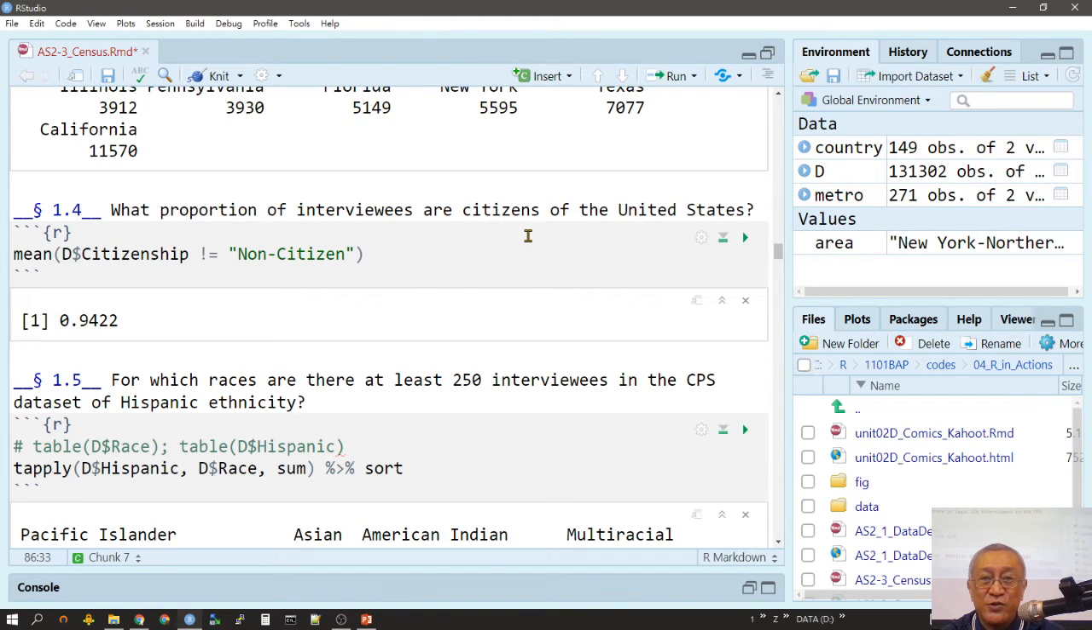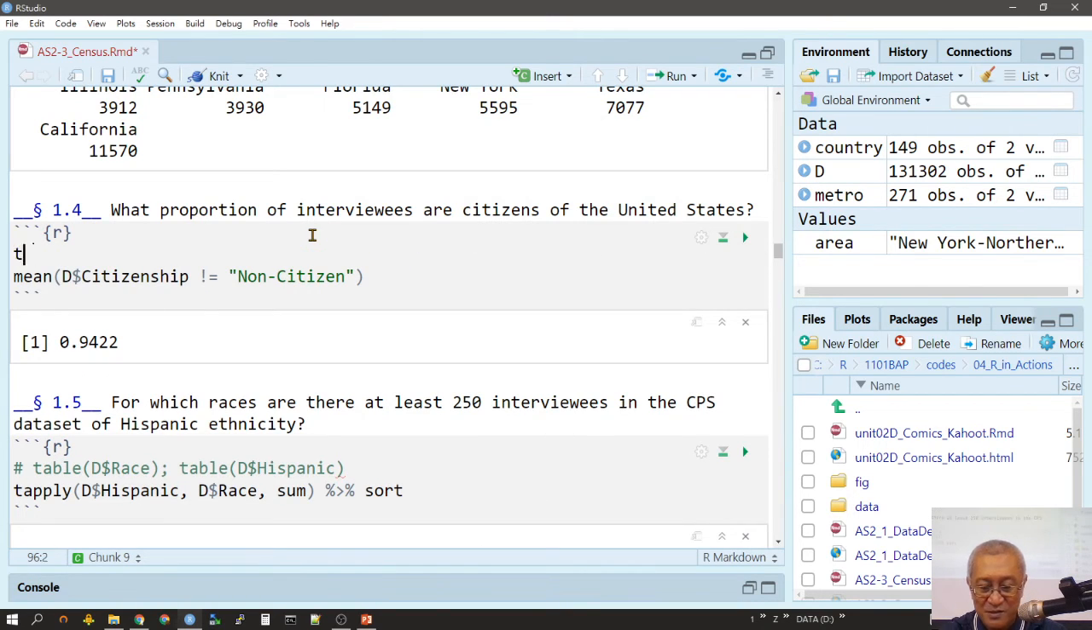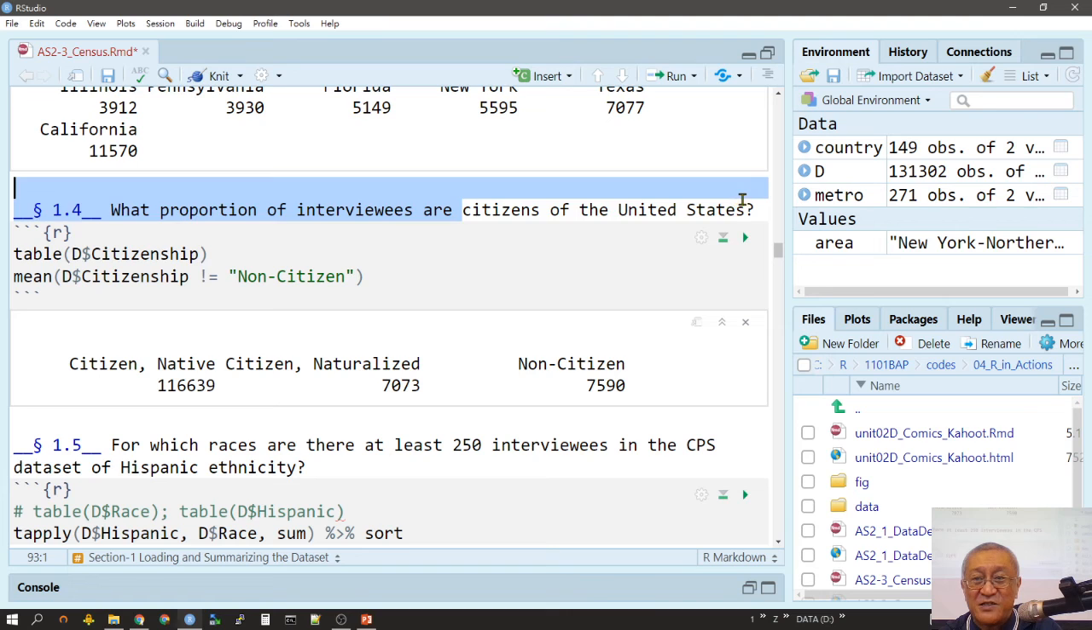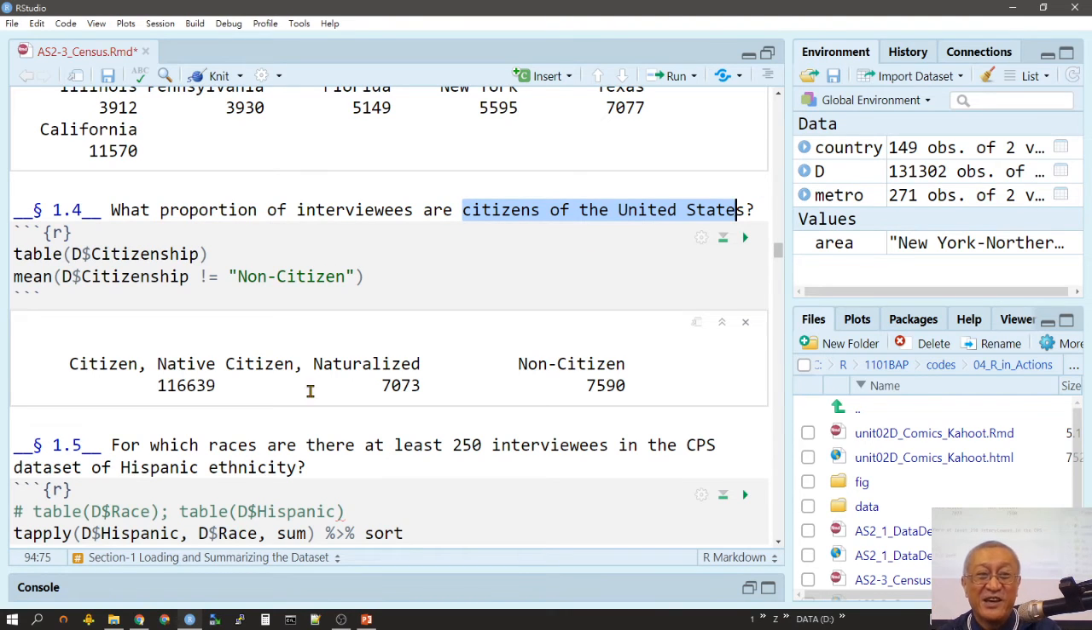Now, what proportion of interviewees are citizens of the United States? If you do a table of it, you actually see that the citizenship variable has 3 different values. The citizen of the United States actually has 2 different values: citizen native and citizen naturalized. So you can do it in table and add these 2 things. An easier way is actually to just exclude the non-citizen.